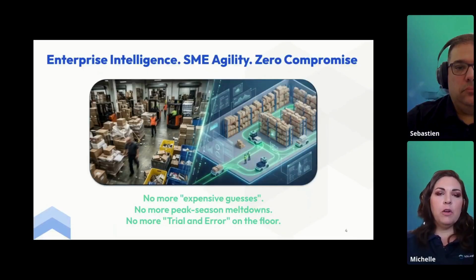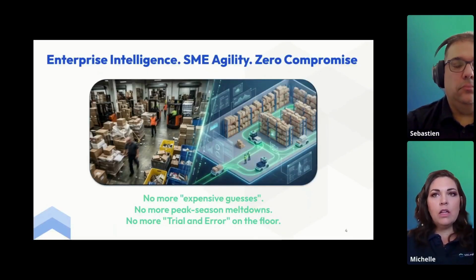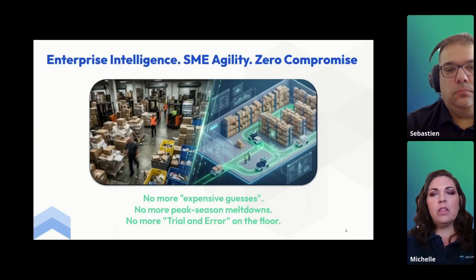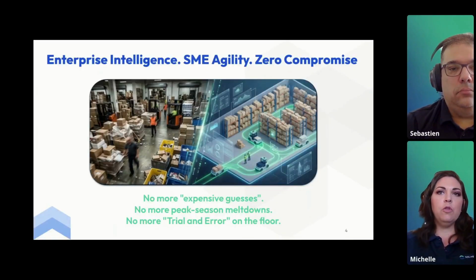And then no more trial and error with your team's time. People are your most expensive asset. You want to stop using them as human sensors to find out if a new process works or where something is. Every minute a picker spends wondering or wasting time on the floor is margin leaking out of your business. So the strategy in the whole 3D is so that your team hits the floor with total execution confidence.